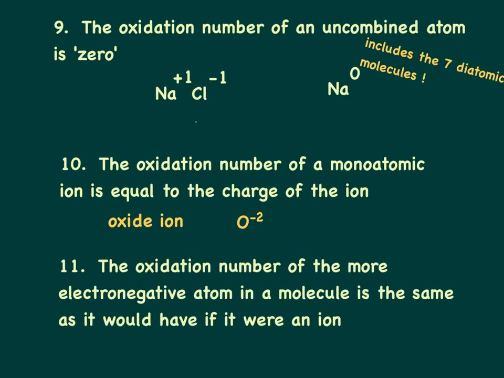And rule number 11 is what will cover us when we don't have a specific rule to attach to a particular atom. It states that the oxidation number of the more electronegative atom in the molecule is the same as it would have if it were an ion. And I'll show you some examples of how rule number 11 would be used as well. Let's try a few of these out.